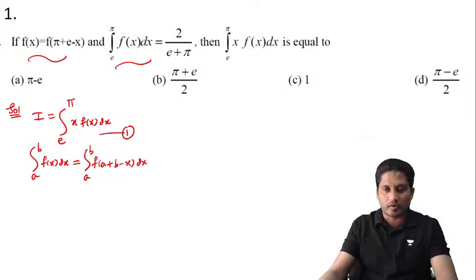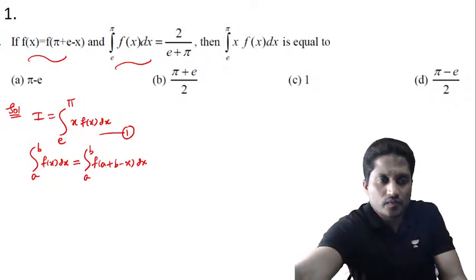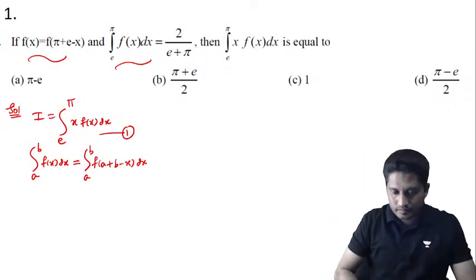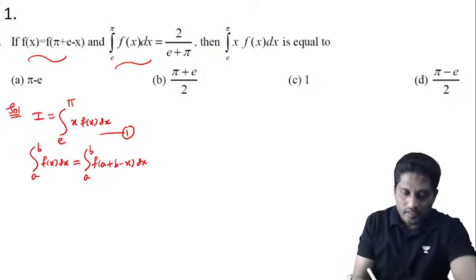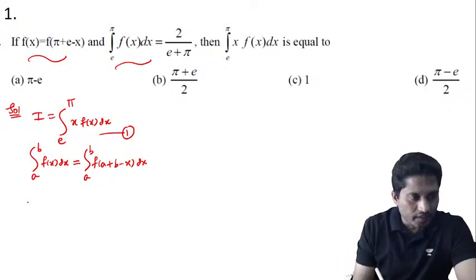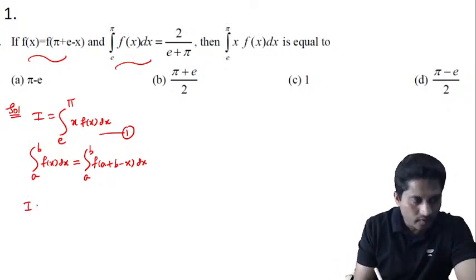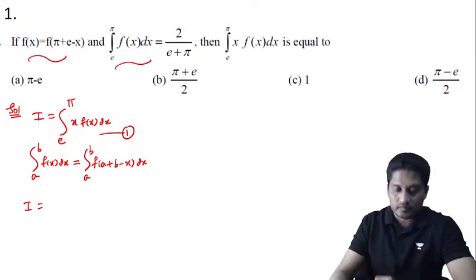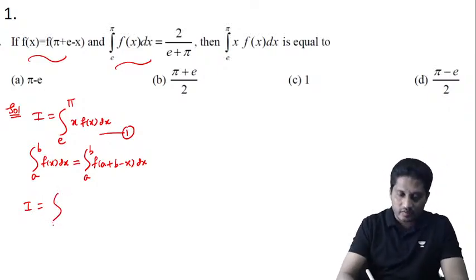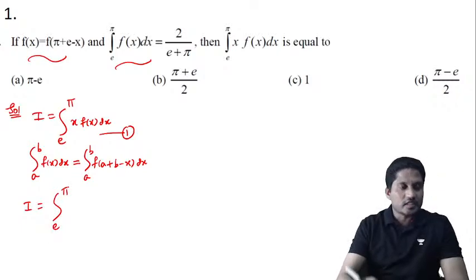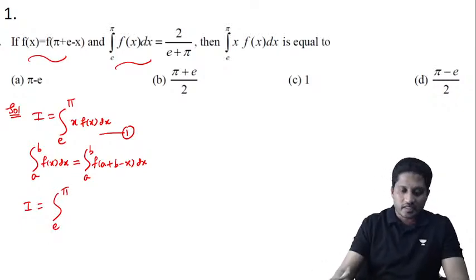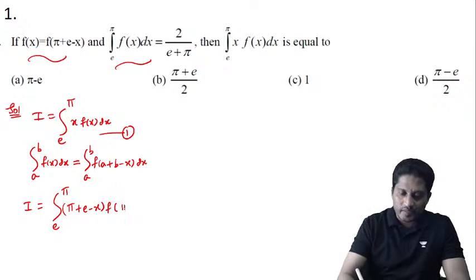Okay, now if I use this property, I is equal to integration of e to pi. Change x to lower plus upper minus x dx, right? So this will be equal to pi plus e minus x, and then f of pi plus e minus x, and then dx.